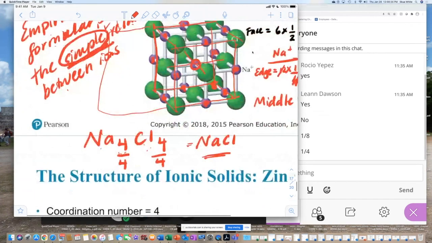Remember it says simple, that means simplify if possible. So say for example I had gotten 2 and 4, I'd have to simplify by dividing both by 2. And I'd have gotten NaCl2. Does that make sense? When they say simple whole number relationship, that means make sure that the subscripts are divided by the greatest common factor.